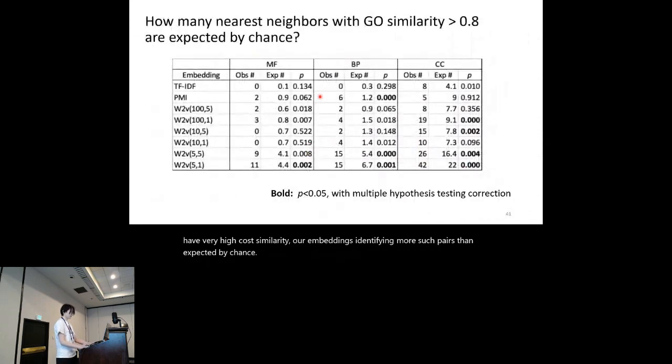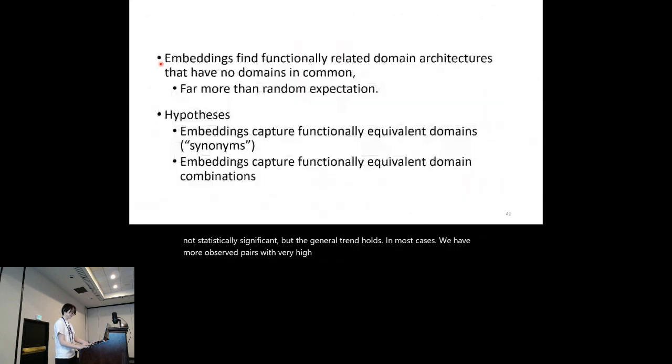We compare the observed number of pairs identified by embeddings such that they share no domains and have a GO similarity score higher than 0.8 against the number of such pairs if the other architecture is selected at random. And across most embeddings, we have significantly more observed pairs with high similarity than expected. This is especially true for BP and CC. And for MF, the signal is not statistically significant, but the general trend holds. In most cases, we have more observed pairs with very high similarity than expected.